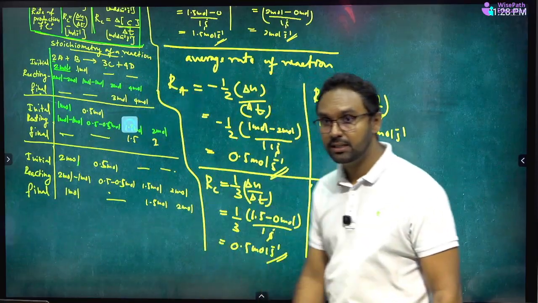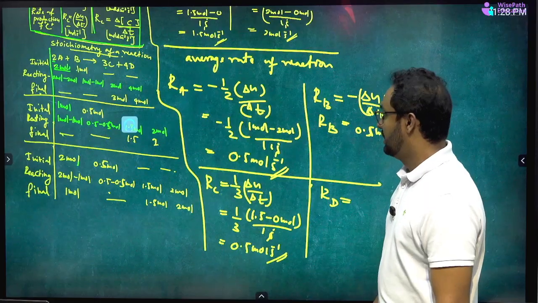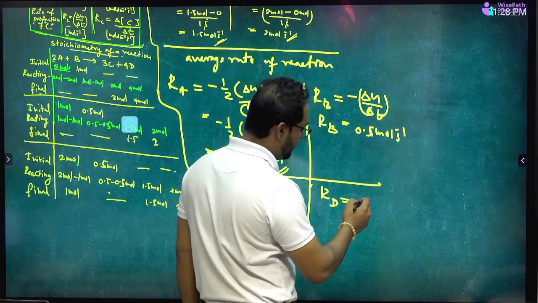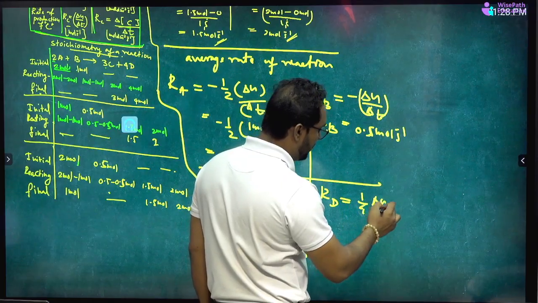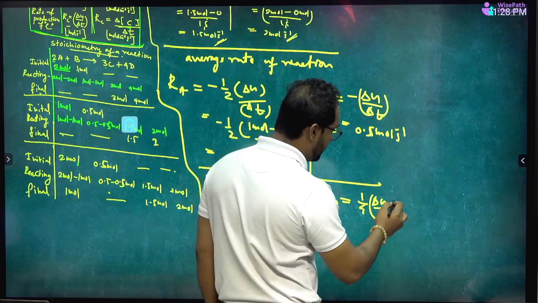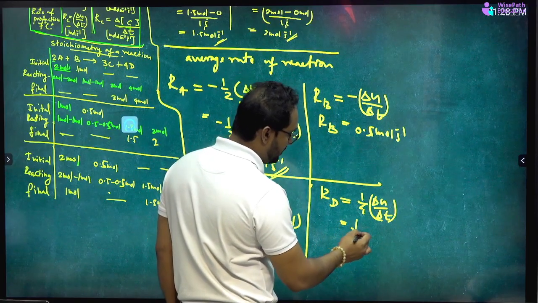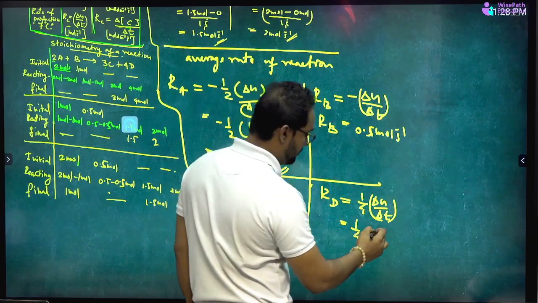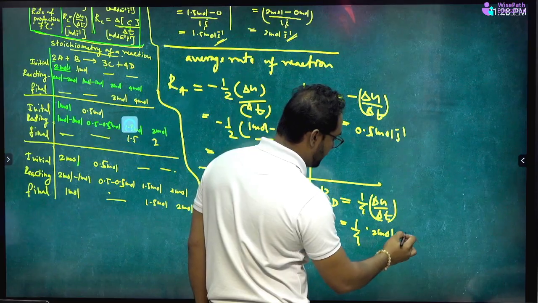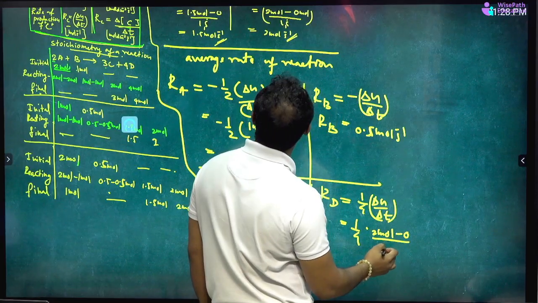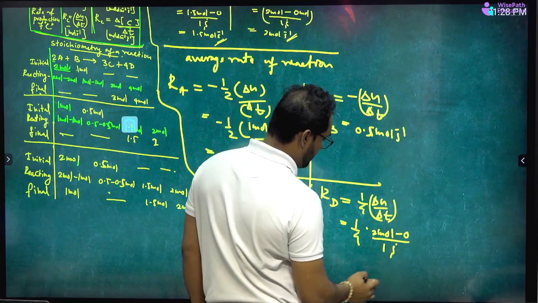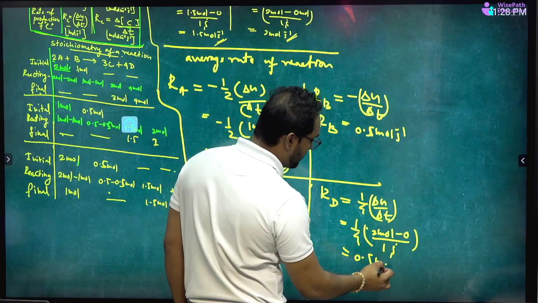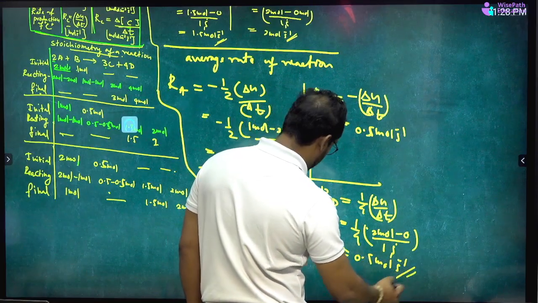RD is, yes, because the stoichiometry is 4. That will be 1 over 4 delta N over delta T, right? That is 1 over 4, 2 mole minus 0 divided by 1 second, and the answer is 0.5 mole per second, right?